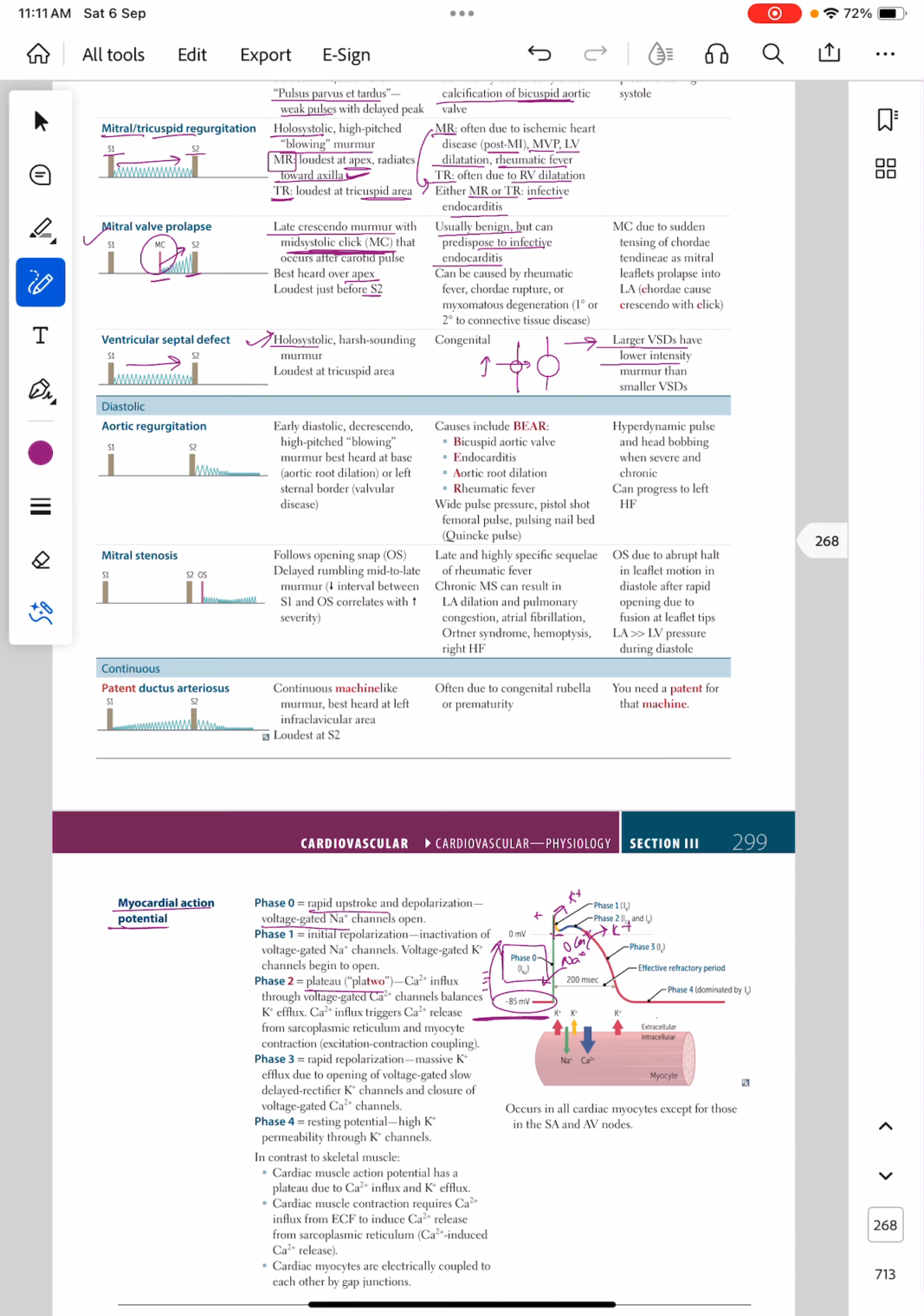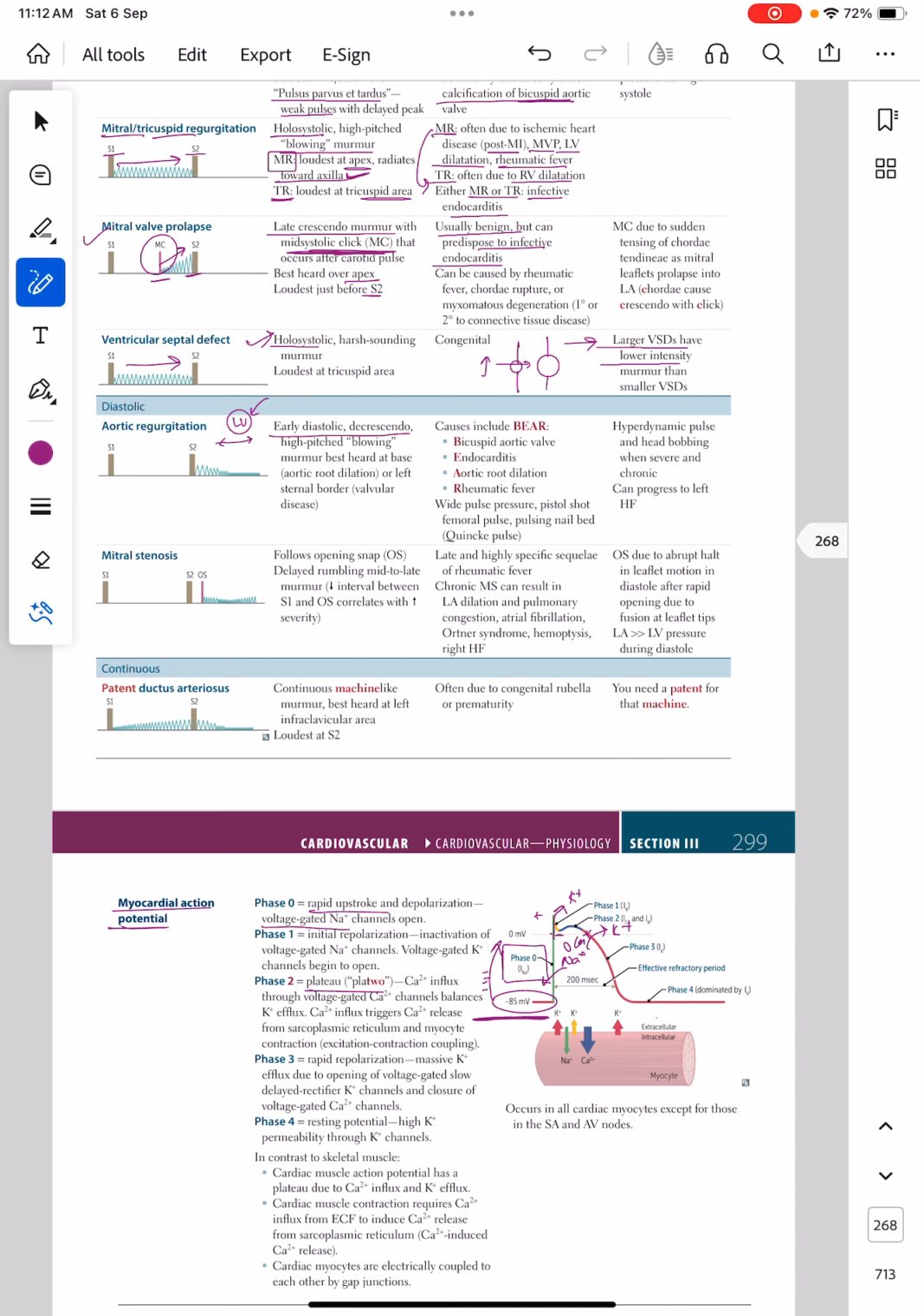So the first one is aortic regurg. What happens in aortic regurg is that the aortic valve is leaky. So when systole happens, it does not close completely, and some of the blood trickles down into the left ventricle. So it increases the left ventricular size as time passes by. It happens in the diastole soon after the S2, and it is early diastolic.